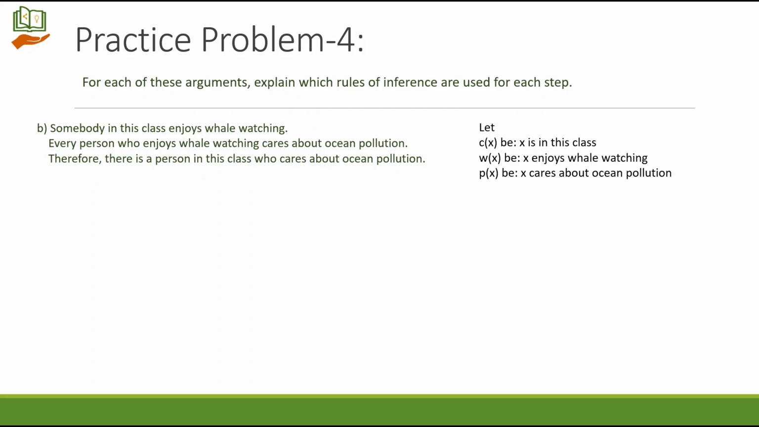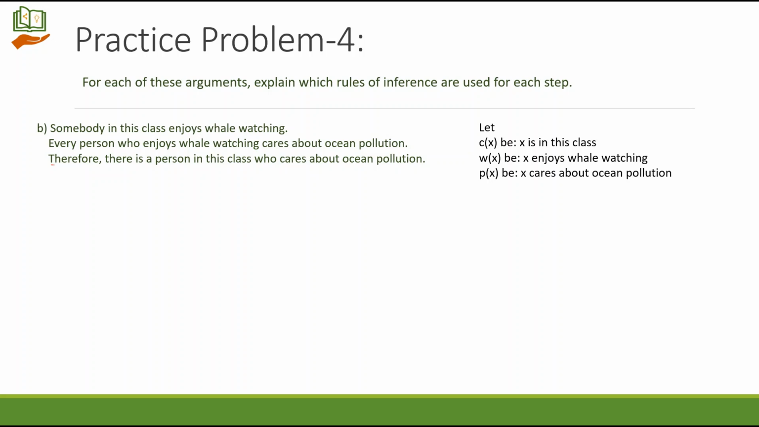Now we have to pick the predicates. Somebody in this class enjoys whale watching. So X is a person in this class, so that is C of X. W of X will be X enjoys whale watching. Every person who enjoys whale watching cares about ocean pollution. So we can say X cares about ocean pollution as P of X.